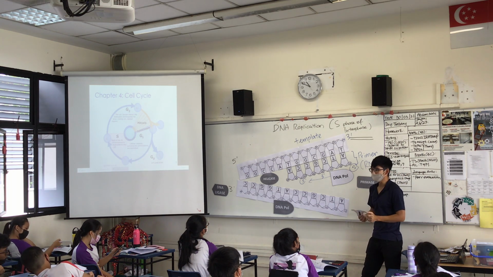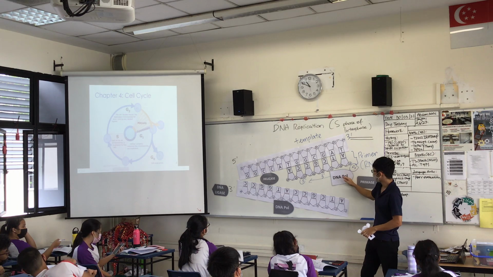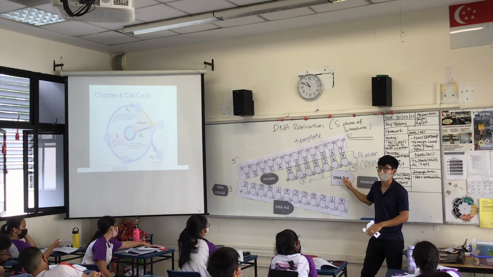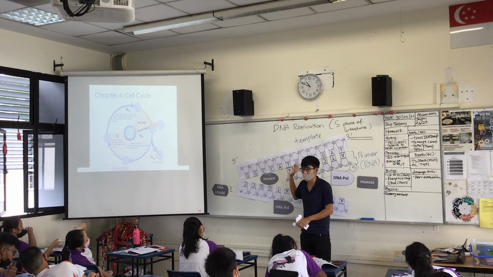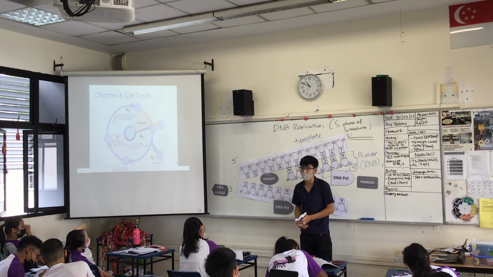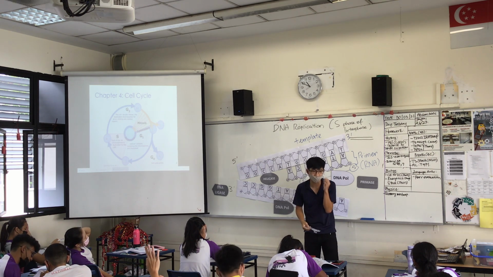Actually, there are different names. I can tell you the different names, but you do not need to know them. This DNA polymerase is called DNA polymerase delta. This DNA polymerase that helped to create the first strand is called DNA polymerase alpha. But you do not need to know this. Just know that they are different DNA polymerases.